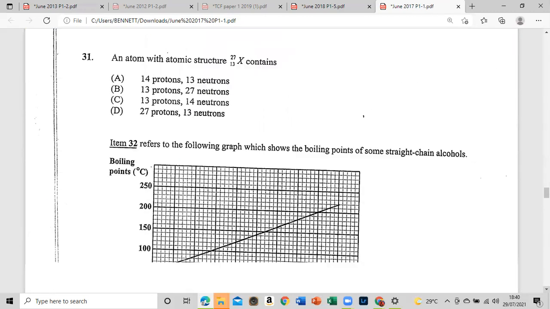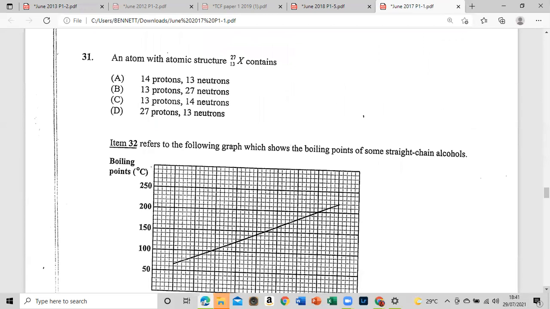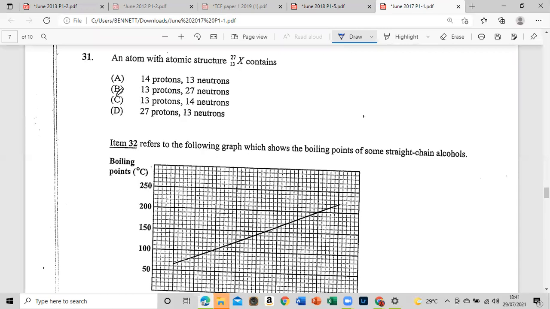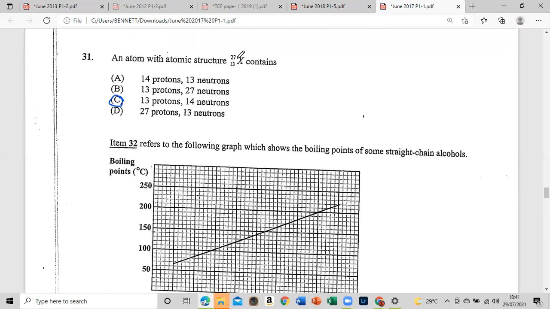An atom with atomic structure 27 to 30. X contains, is it 14 protons, 13 neutrons, 13 protons, 14 neutrons, or 27 protons and 30 neutrons? Let's get ready to rumble. 31 is 13 protons, 14 neutrons. Alright. Remember, this would be the atomic number, right? That's my understanding. And the number of protons plus neutrons gives you the mass number.